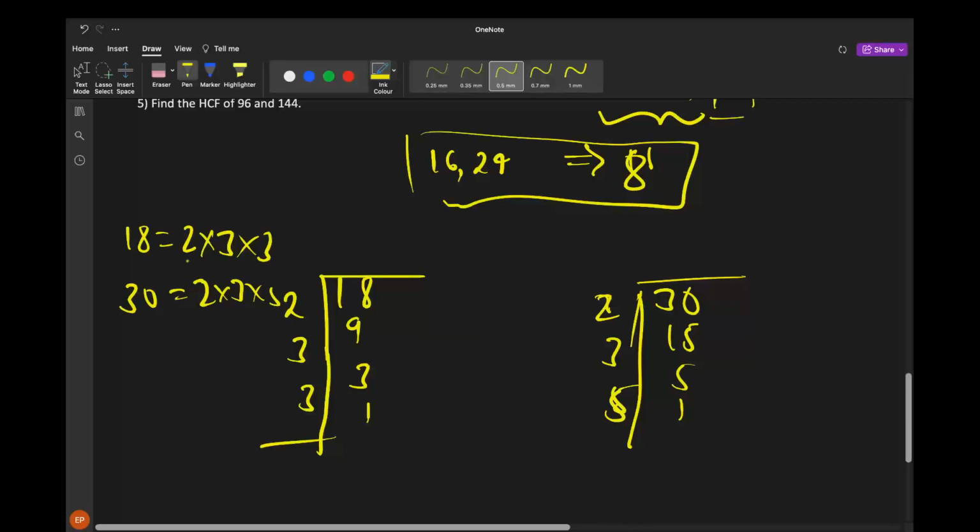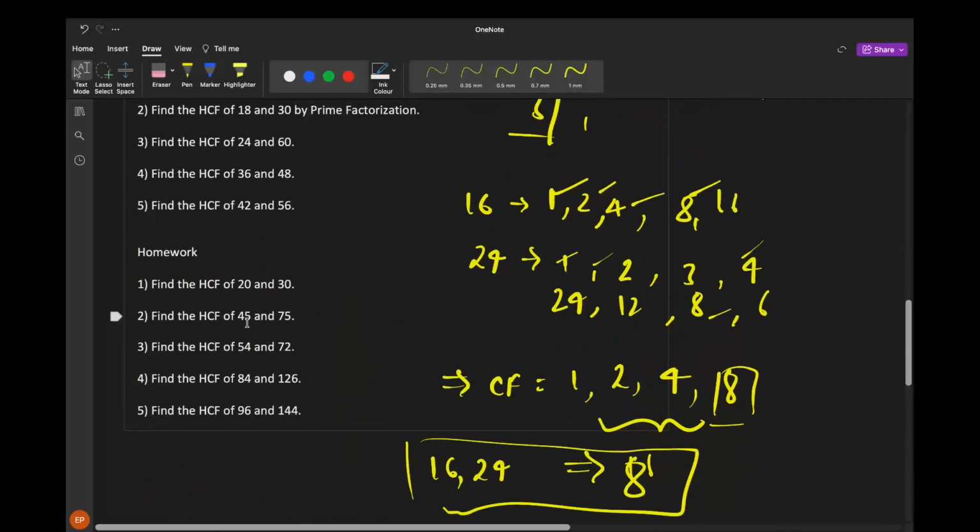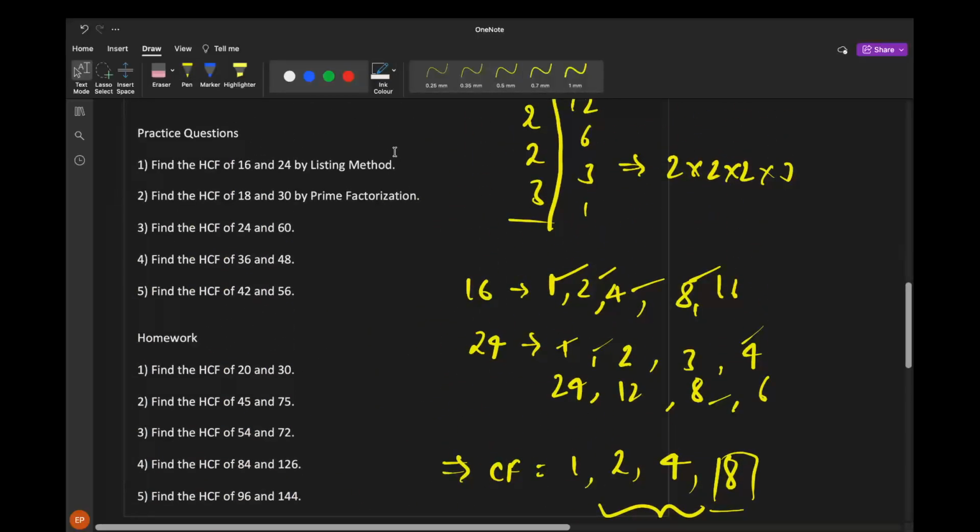So write the common ones. 2 and 3 are common. So 2 into 3, the answer is 6. For this one 8 is the answer, for this one 6 is the answer, right? What about 24 and 60?